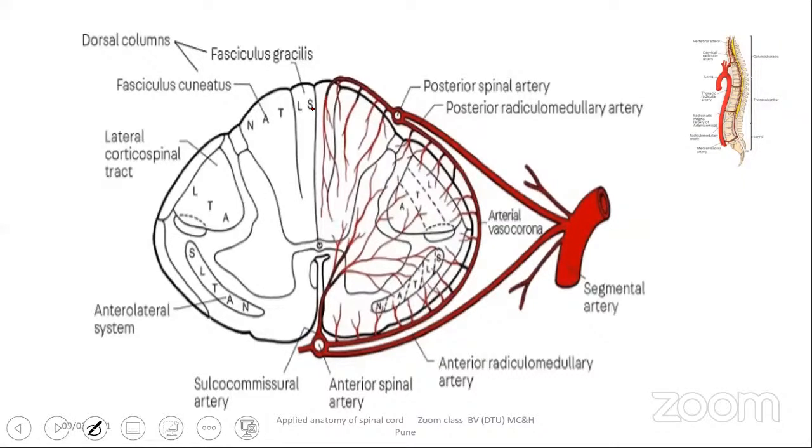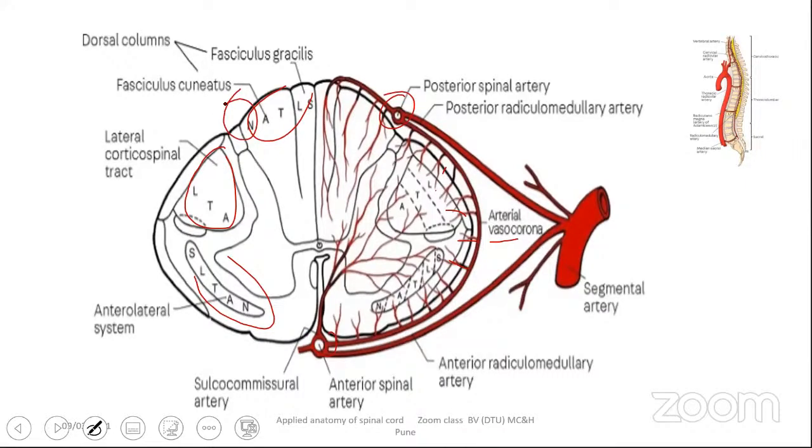You can see the anterolateral system here and the lateral corticospinal tract system, the fasciculus cuneatus and gracilis, the posterior columns here, and you see the segmental artery, the anterior radiculomedullary artery, and this is the anterior spinal artery, and the arterial vasa corona, which are entering and supplying richly. This is the posterior radiculomedullary artery, and this is the posterior spinal artery. There are two posterior spinal arteries. The other side is not shown.